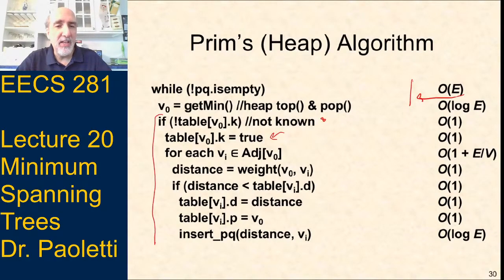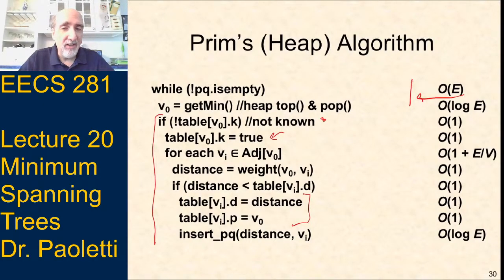So we say for everybody in the adjacency list, calculate the distance. If it's less than what's in the table, then we update what's in the table. So these are the same as the other one. Mark the new distance, mark the new predecessor. And also, if we've found a better way to get to someone, we've got to add them to the PQ. Adding them to the PQ takes log of E time.